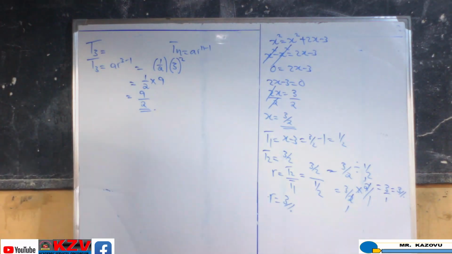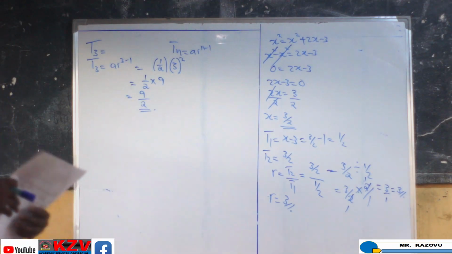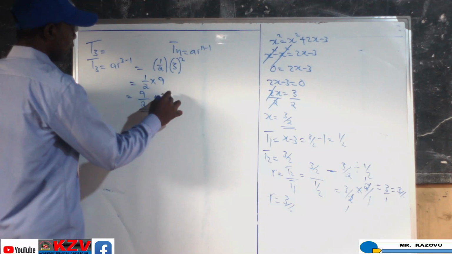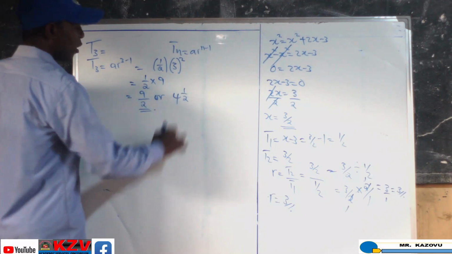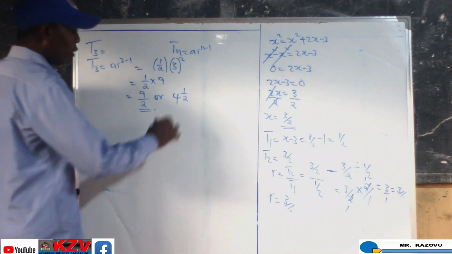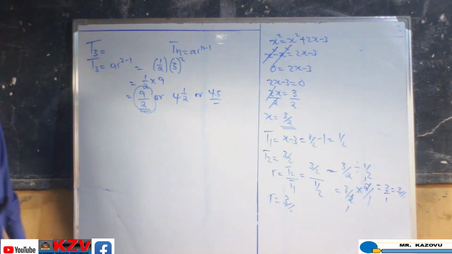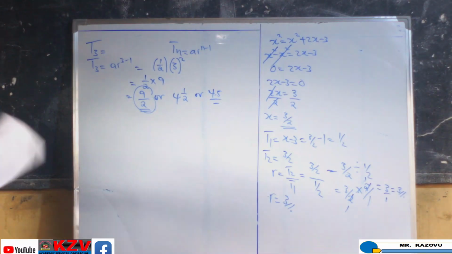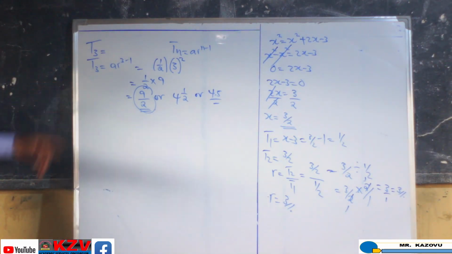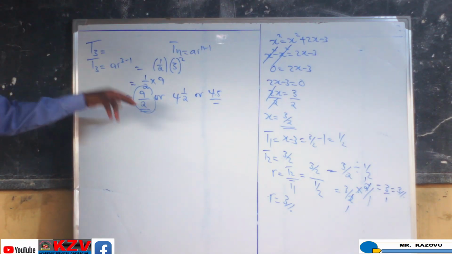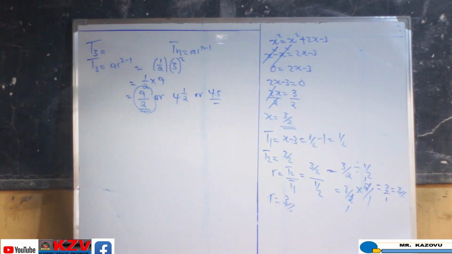Leave it like this. Okay? I know what you are saying. What you are saying is 4 and a half, or 4.5. Yes, leave it like this. Is that okay? Yes. Because the common ratio and the first term is 1 over 2, so even the third term, put it like that, as 9 over 2. Okay? Yes.